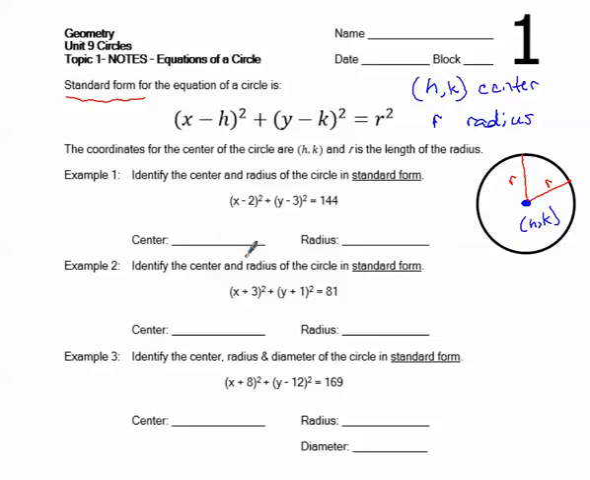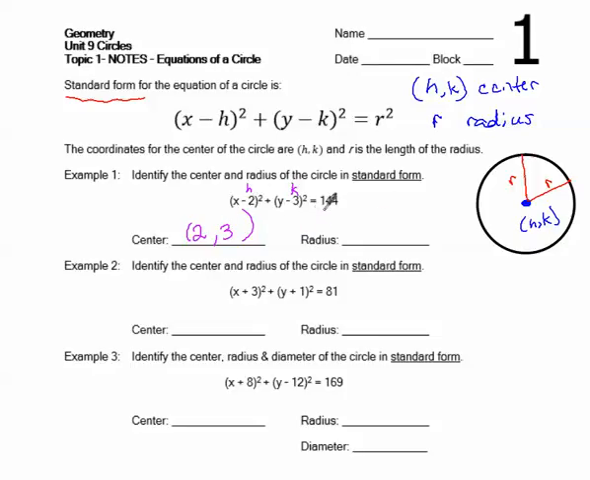Another thing that's important to mention is that the signs of h and k are going to be opposite. So if I have x minus 2, it looks like it's minus 2, that means my center, the h, is going to be positive 2, and then the k is going to be positive 3. So the signs are opposite. If you have a subtraction in here, you're actually going to have a positive coordinate.